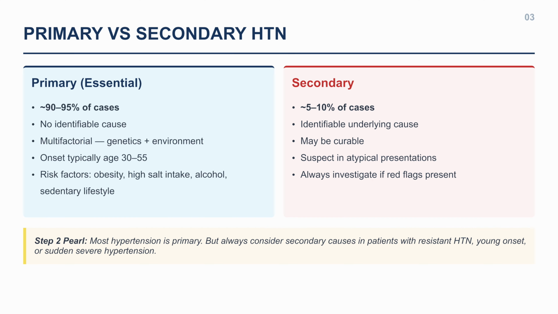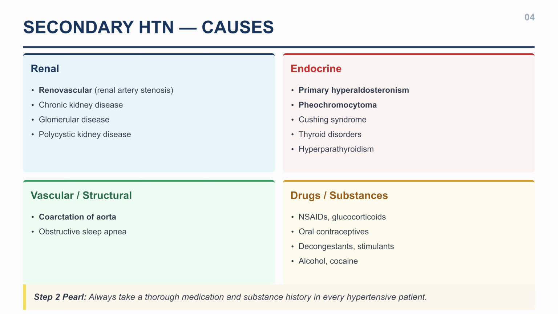Secondary hypertension accounts for about 5 to 10% of cases. It has an identifiable underlying cause and may be curable if the cause is treated. Suspect secondary hypertension when the presentation is atypical or red flags are present. Step 2 Pearl. Most hypertension is primary, but always consider secondary causes in patients with resistant hypertension, young onset, or sudden severe hypertension.